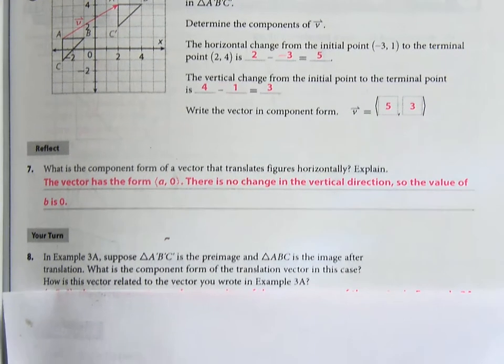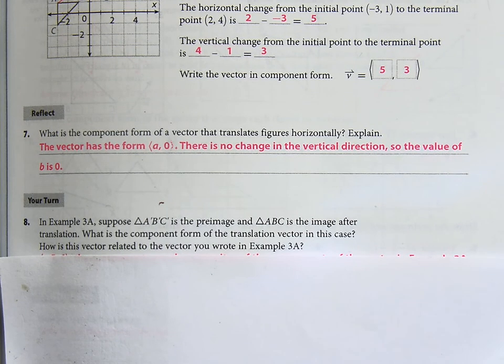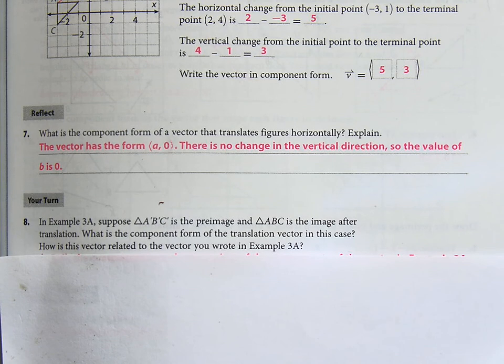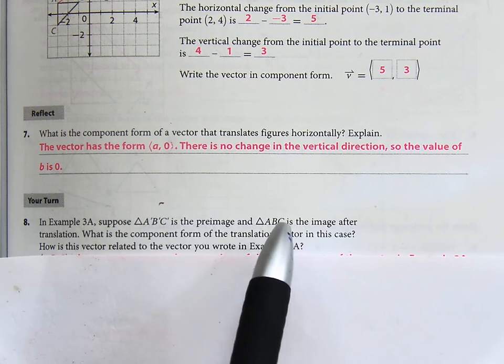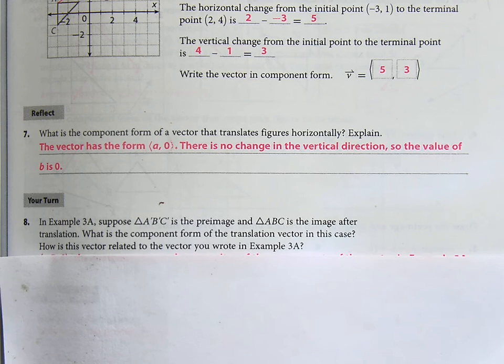So in example 3a, suppose we had triangle A prime, B prime, C prime as the pre-image, and triangle ABC is the image after the translation. What is the component form of the translation vector in this case? How is the vector related to the vector you wrote in example 3a? So basically, we're switching them and moving the triangle back. What would that do to the component form of the vector?